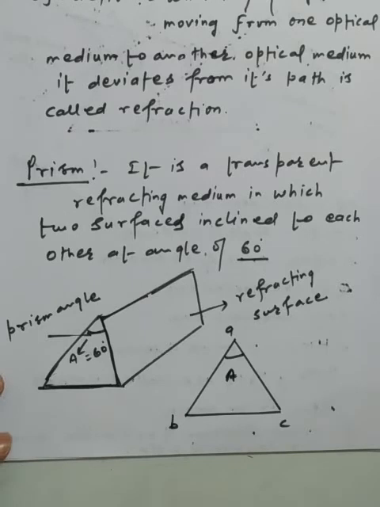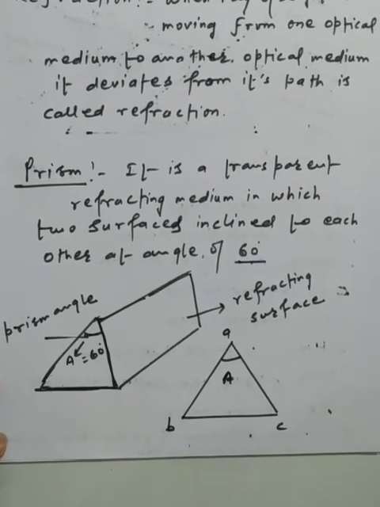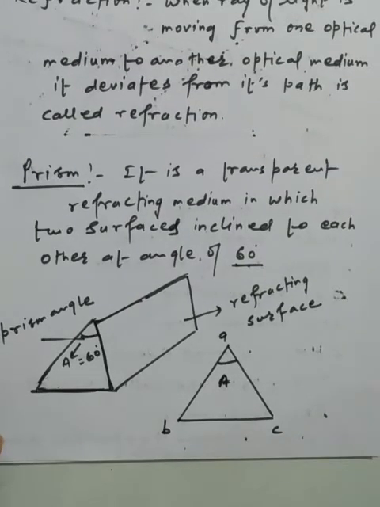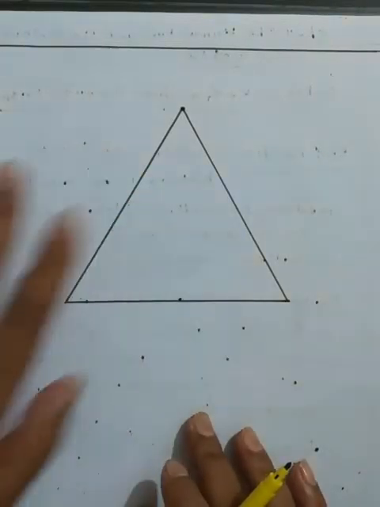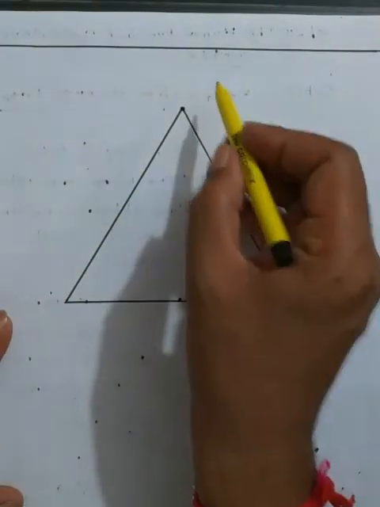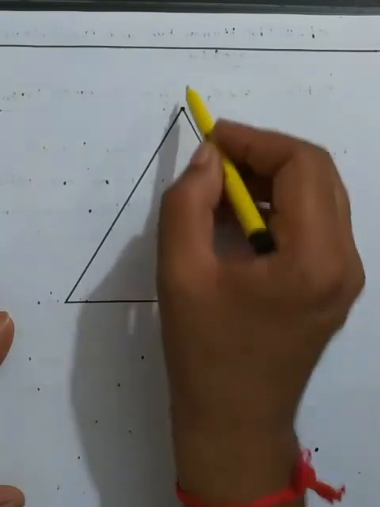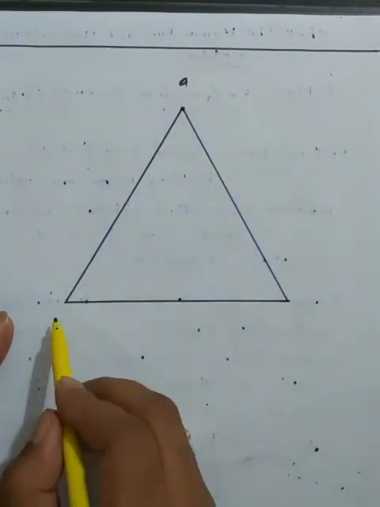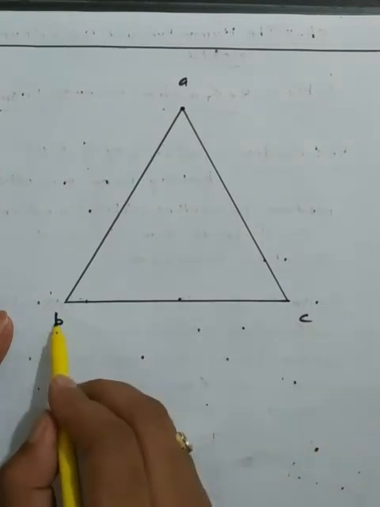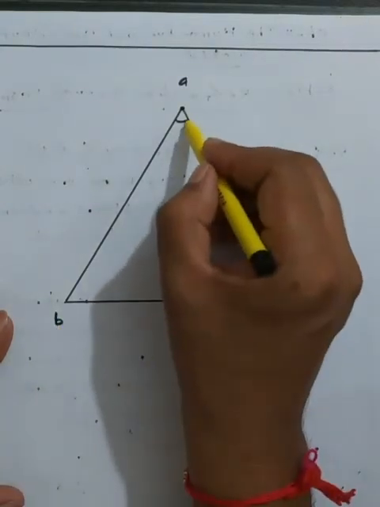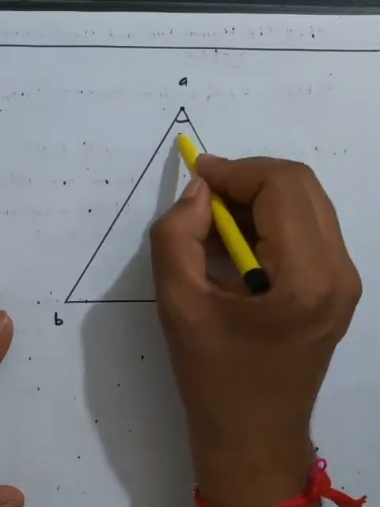I am pasting the diagram in front of you; you must see it and try to draw it inside your copy. Now I have pasted the principal section of a prism, and you can easily draw it. There is no need to guide you too much. These are the corners of the principal section, called ABC. Here we have the simple notation A.